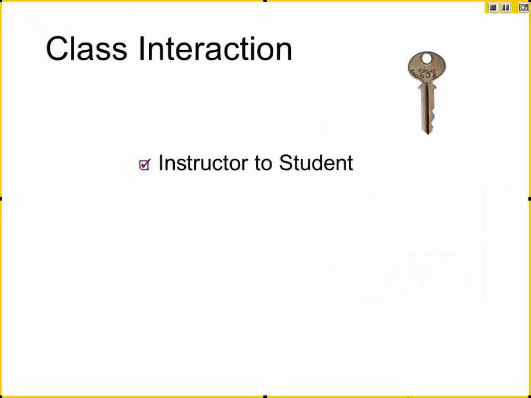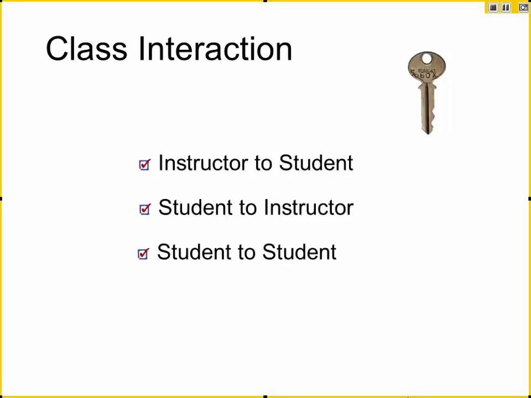So the key to an online class, more than what we get at any face-to-face, is interaction between the instructor and student, student and the instructor, and most importantly, student to student. Peer-to-peer interaction. That's where the energy and the dynamics take place in an online class.